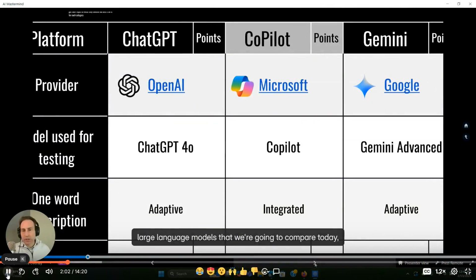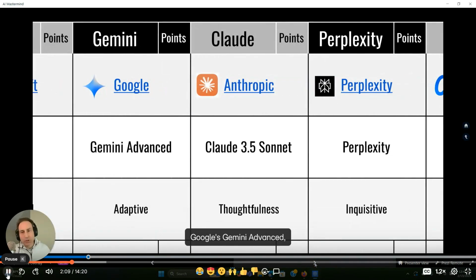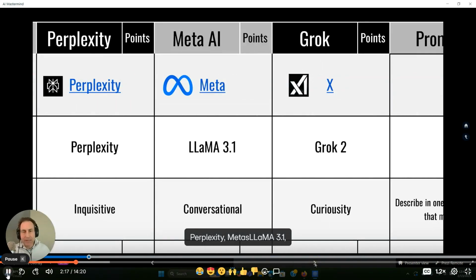The large language models that we're going to compare today: OpenAI's ChatGPT 4.0, Microsoft's Copilot, Google's Gemini Advanced, Anthropic's Claude 3.5 Sonnet, Perplexity, Meta's Llama 3.1, and X Grok 2.